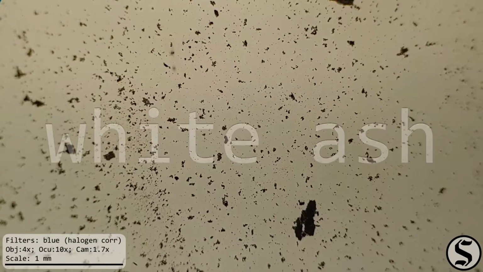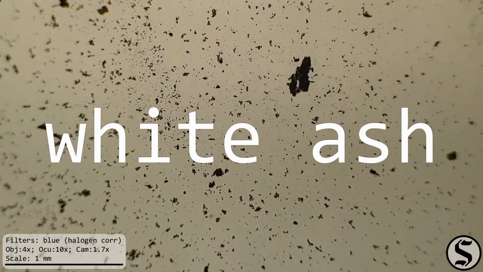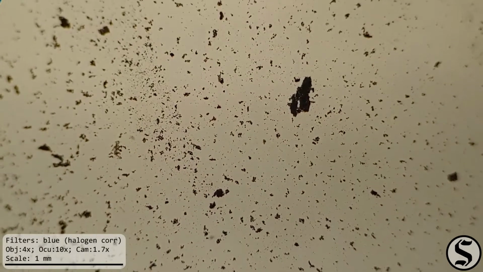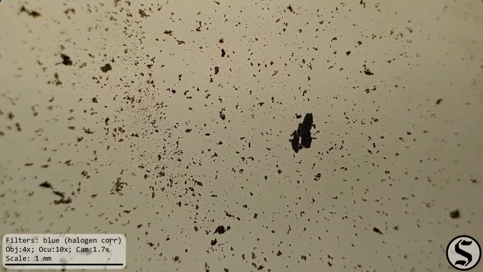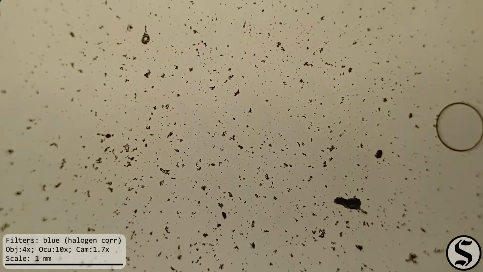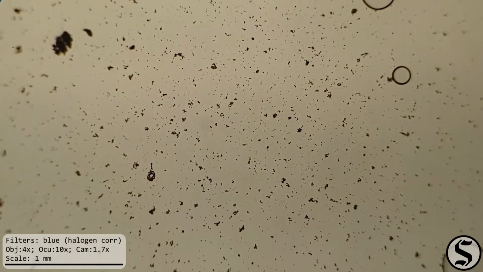And now we're looking at the white ash, and we can already tell that the particle sizes are much smaller than they were in the other sample. That's because the white ash is a result of a more complete combustion, and so there's a lot less carbon in this, which is why it doesn't have that dark color. This is going to be mostly a calcium carbonate, which is white.